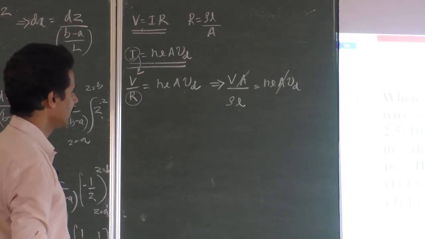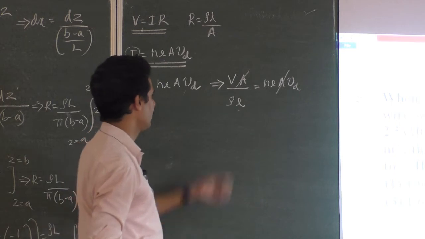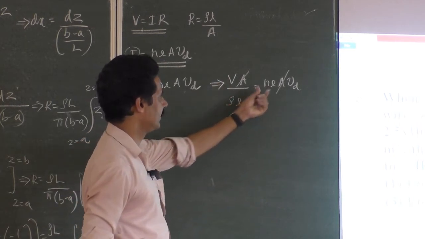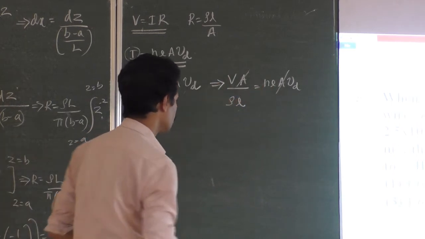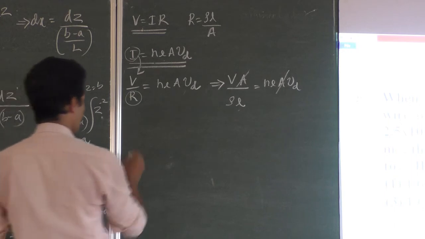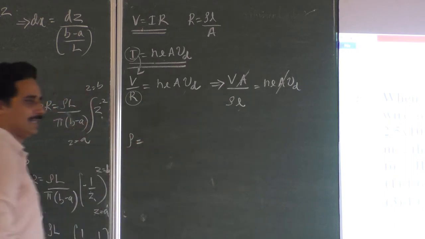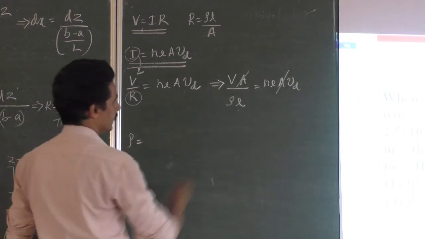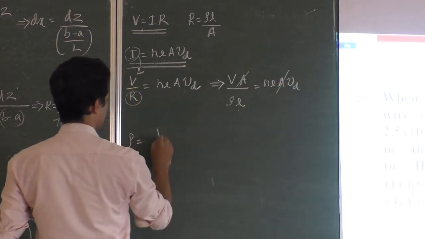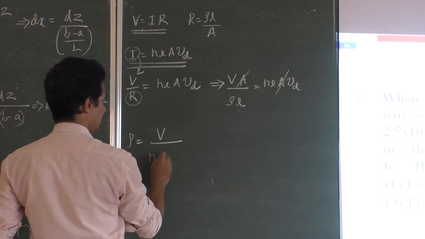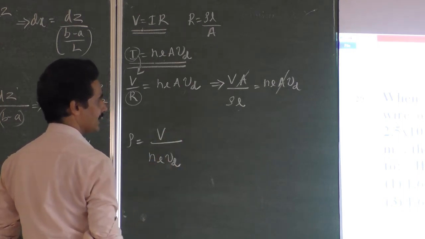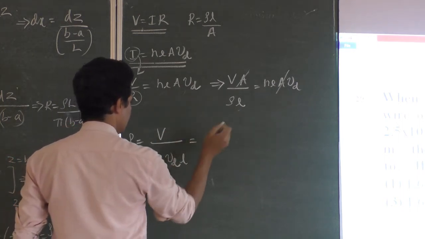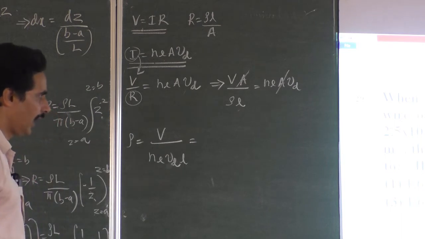Now what else is needed? Everything is available. V is available, L is available, everything. You have to find out rho. So shall we rearrange the equation for rho? Rho, resistivity, is equal to, you can bring rho here and everything else here. V divided by nevd, A has cancelled, L. Am I right? Simple substitution, enough. You see how easy it is.